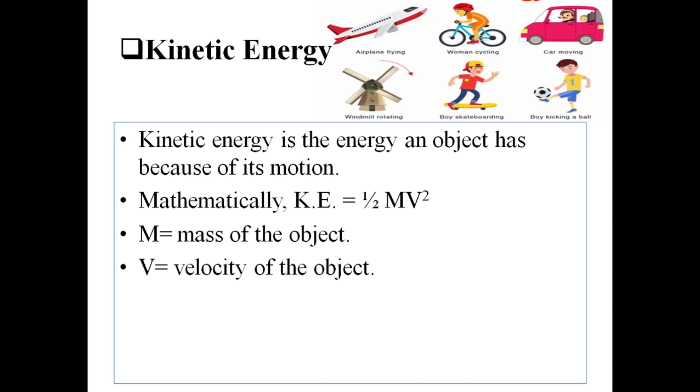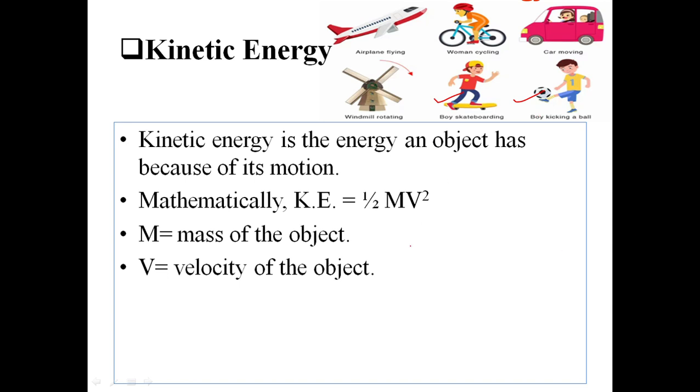The woman is cycling, so the woman and the cycle both possess kinetic energy. The car is in motion, so the car possesses kinetic energy. The windmill is rotating, so the windmill possesses kinetic energy. The boy on the skateboard, the boy kicking a ball, everything which is in motion possesses kinetic energy.